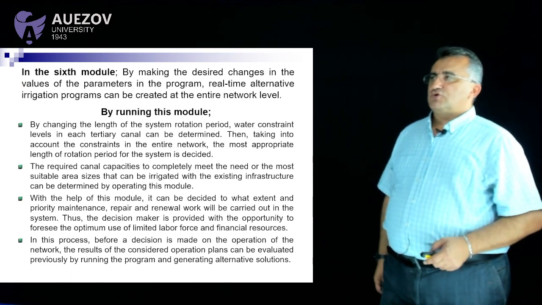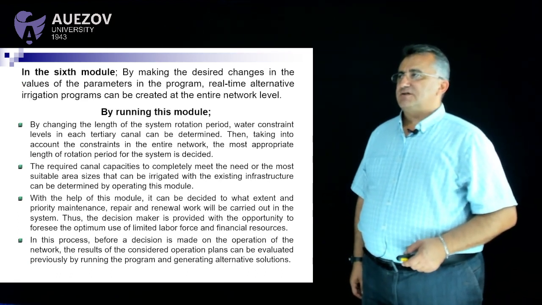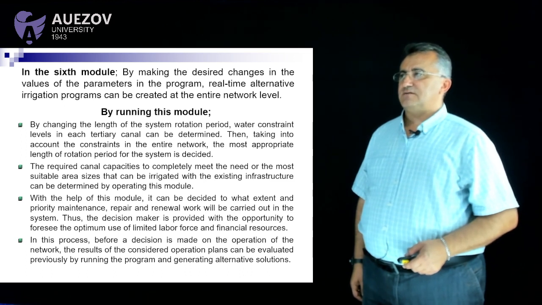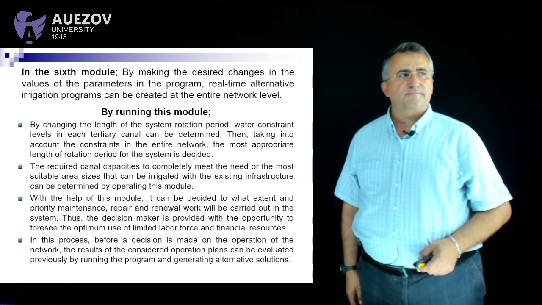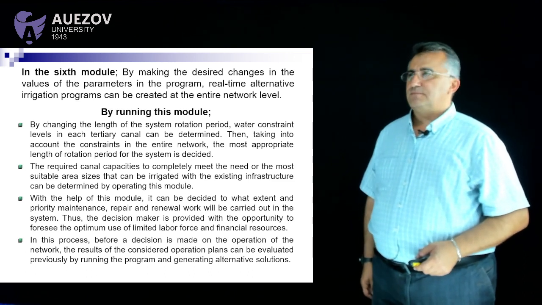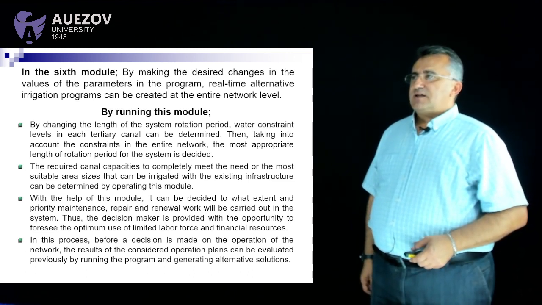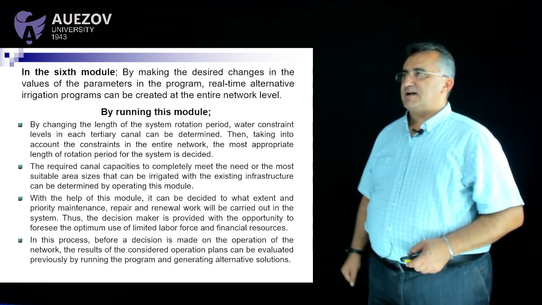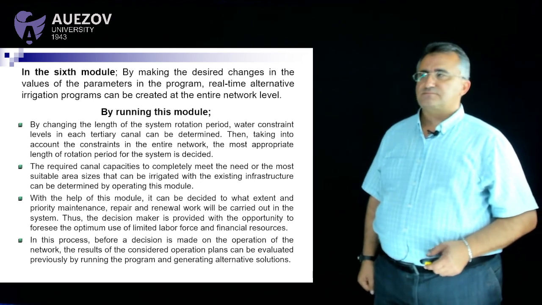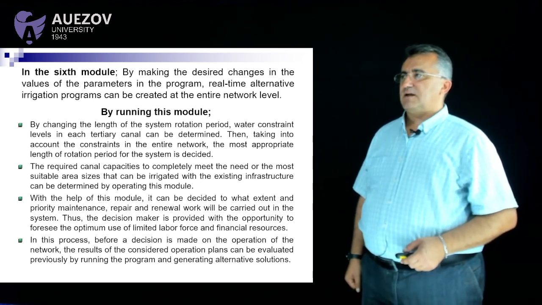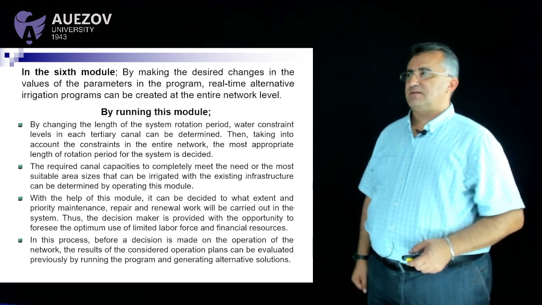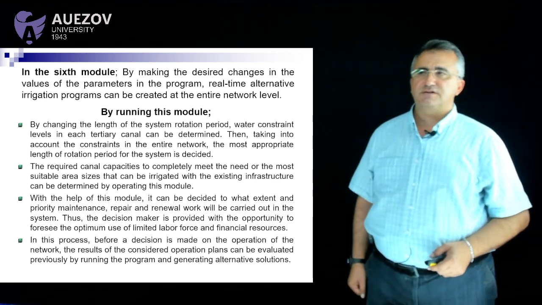In the sixth module, by making the desired change in the values of the parameters in the program, real-time alternative irrigation programs can be created at the entire network level. By running this module, by changing the length of the system rotation period, water constraint levels in each tertiary canal can be determined. Then, taking into account the constraints in the entire network, the most appropriate length of rotation period for the system is decided.